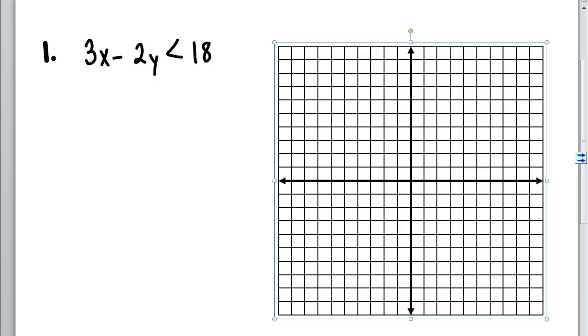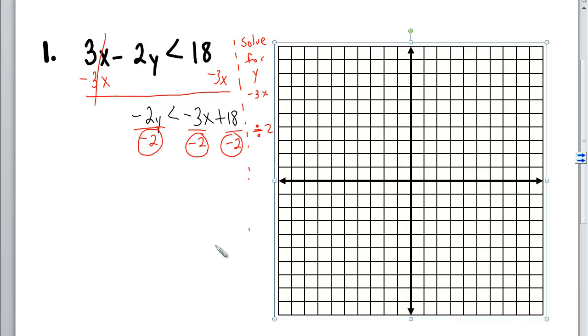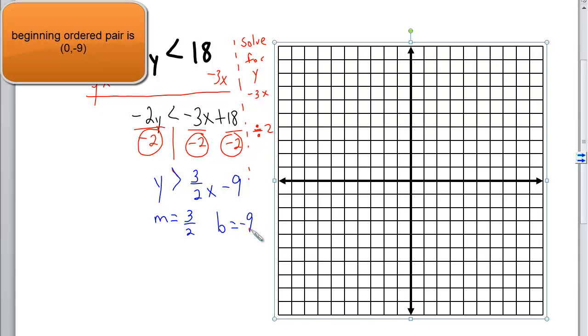So let's look at example 1. First thing we need to do is solve for y. Subtract 3x from both sides, and negative 2y is less than negative 3x plus 18. Now divide both sides by negative 2. Remember, when we divide by a negative, we flip the inequality symbol the other way. And we graph the inequality just like I would an equation. The slope is 3 over 2, and the beginning ordered pair is negative 9.